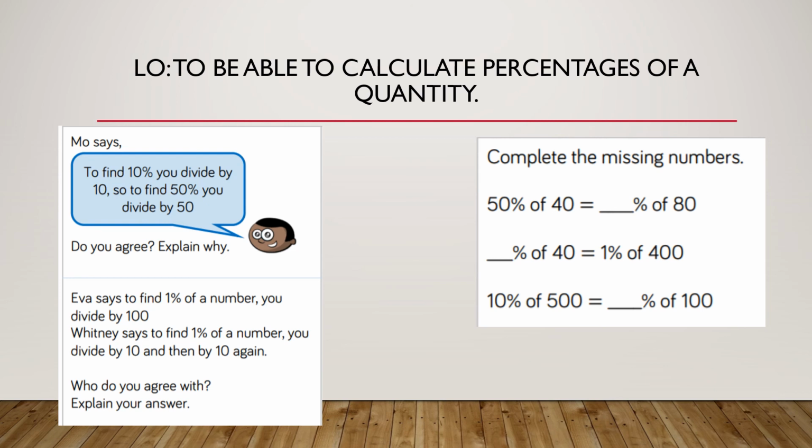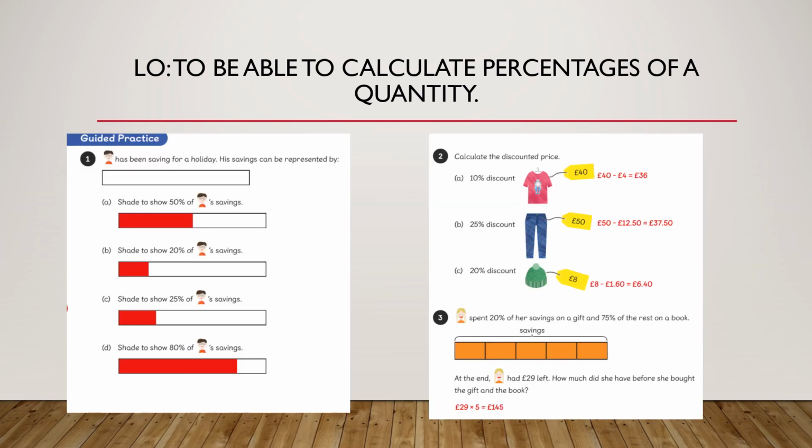Well done, Year 6. Here are your answers for your guided practice, okay? Some of you may have drawn boxes in your bars to help you be a bit more accurate. That's absolutely fine. Again, you needed 2 steps, so you needed to find £4, which was 10%, and then you needed to subtract that from the overall amount, Year 6. So there were 2 steps in that problem.